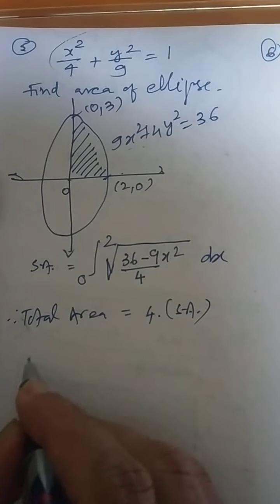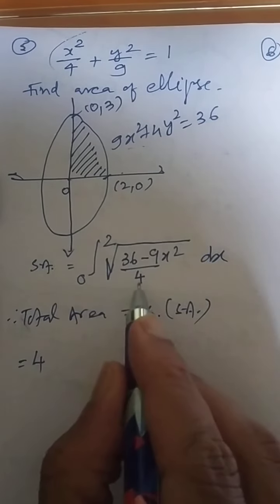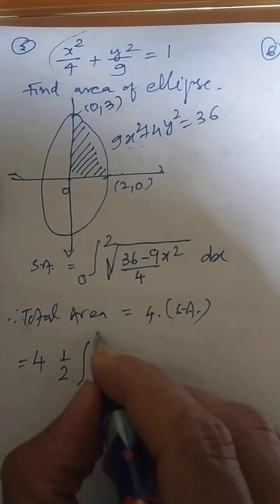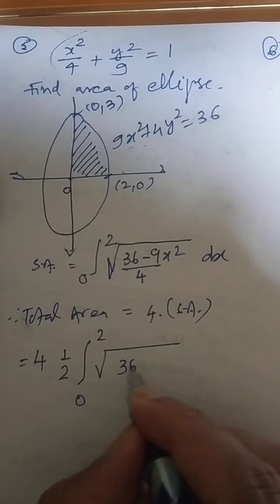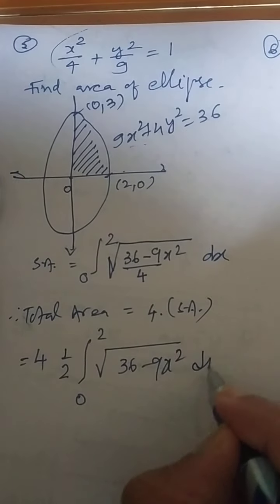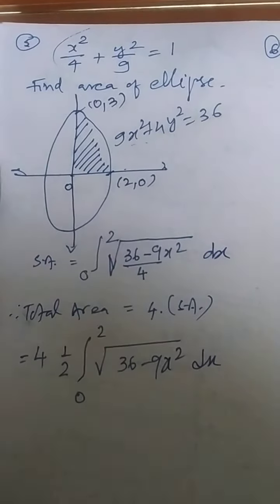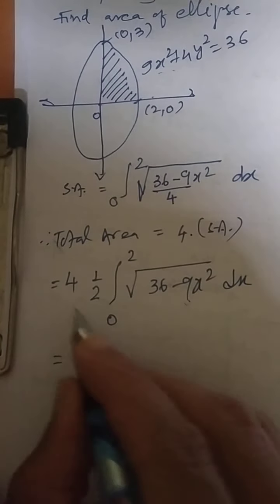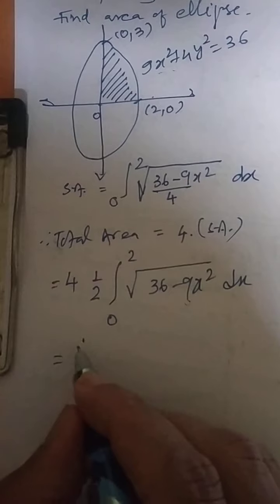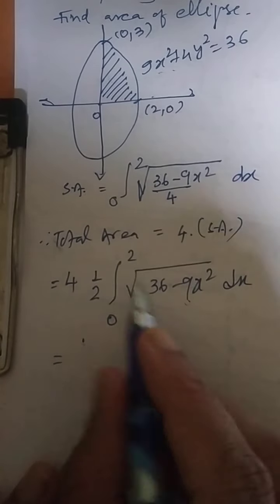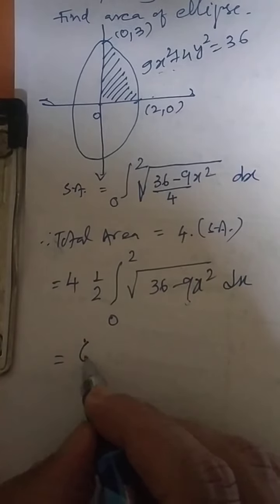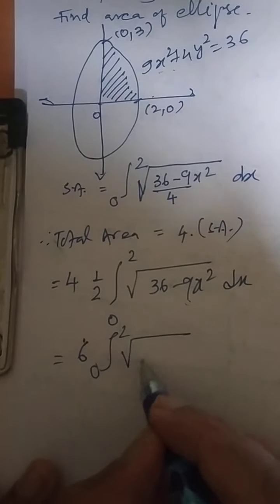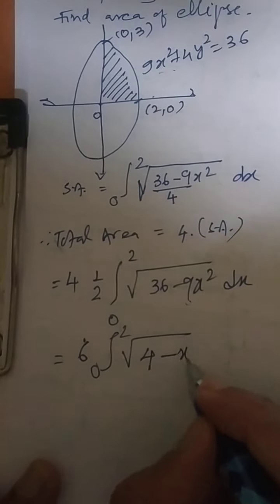This 4 is coming out, it will be nothing but 1 by 2, integral from 0 to 2 of square root of 36 minus 9x square dx. I think you are aware of this. 9 is also not required, so I will take 9 common, so it becomes 3. So it will be 12 by 2, 6, and now 0 to 2, 9 is going here, it will be 4 minus x square.